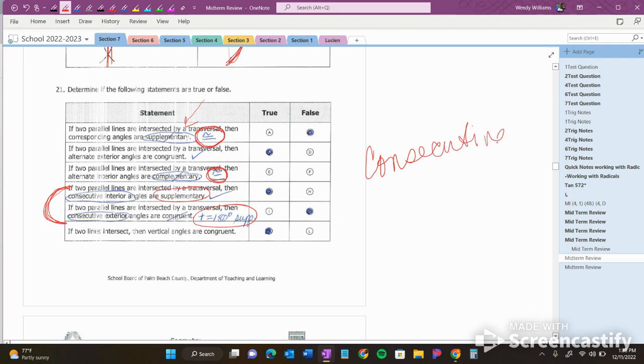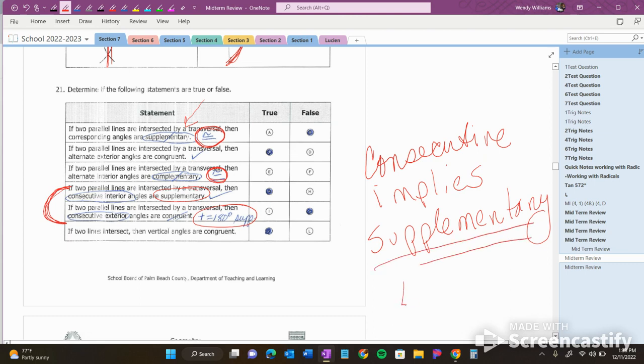Consecutive implies supplementary. Consecutive, one right after the other. They're not congruent, they are supplementary. Every time you see consecutive, think supplementary.